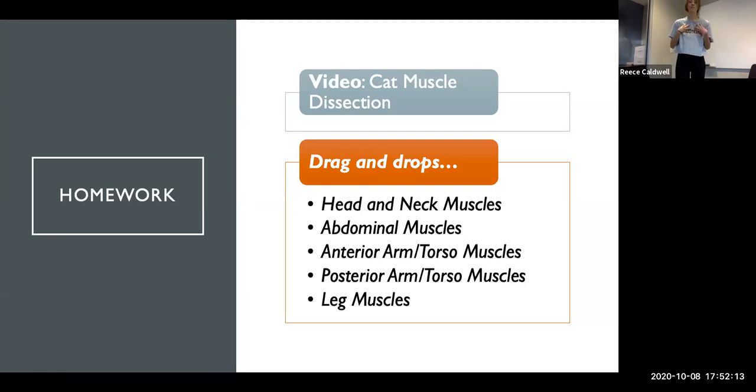Then we have the muscles of the chest. What are the chest muscles called? These right here. Yes, these are the pectoralis major. Make sure you know the pectoralis major. So these are your pectoralis majors, the chest muscles.